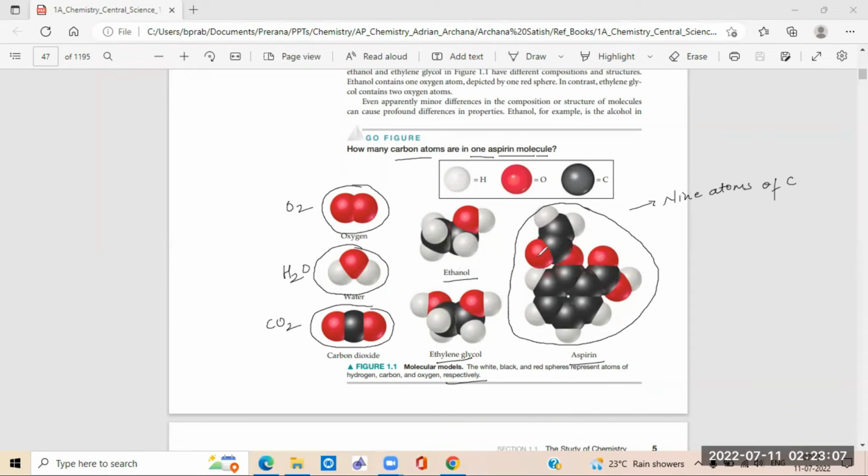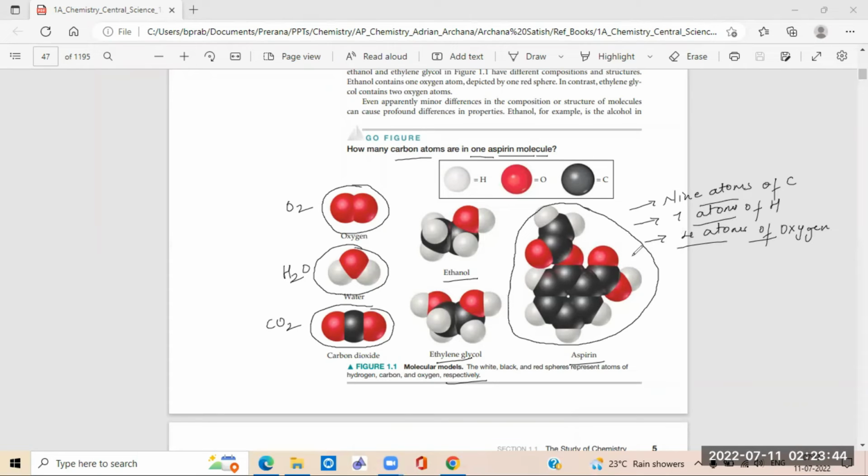All of these are single molecules of different compounds, like ethanol, ethylene glycol, carbon dioxide (CO2), water, oxygen, and all of this. Here you can even count the number of hydrogen: 1, 2, 3, 4, 5, 6, 7. Okay, 7 atoms of hydrogen. Then can you tell me oxygen, 1, 2, 3, 4? There are 4 atoms of oxygen.